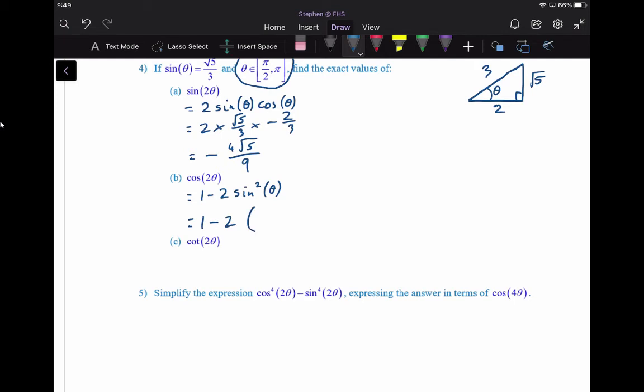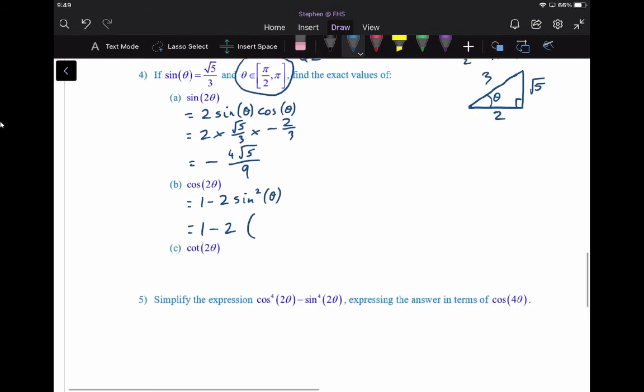That's 1 minus 2. Now if sine is root 5 on 3, then sine squared is just root 5 on 3 all squared. Okay? So that's 1 minus 2 times root 5 on 3 squared, which is 5 on 9. So that's 1 minus 10 on 9. In other words, that's just negative 1/9. There we go. So that's the value of cos 2 theta. Whatever theta is, you double it and take the cosine of it, and you will get negative 1/9.